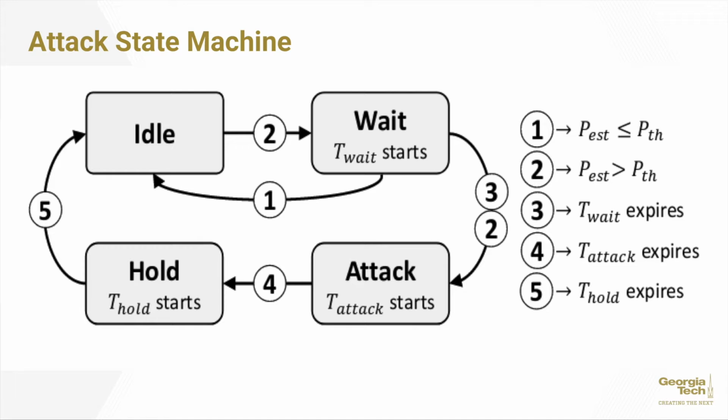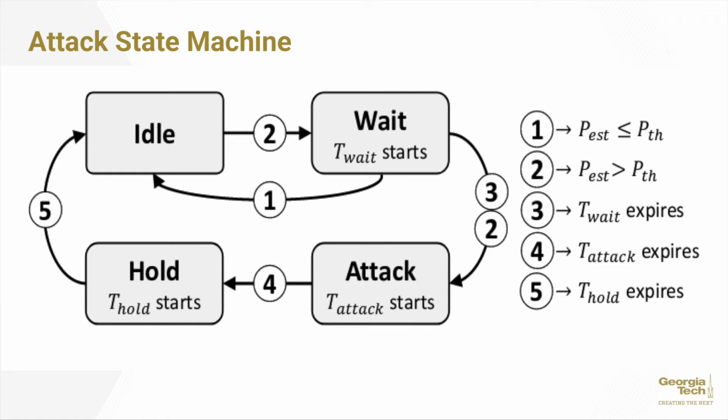I'm going to start here, and the arrow labeled number 2 is going to be when the power estimated is greater than the power threshold that we have set. Once that happens, we're going to move into the wait state, and wait for that t-wait amount of time. If the power estimated ever goes below that threshold, we're going to go back to the idle state. But let's say that the power estimated stays above the power threshold and t-wait expires. Well, now we're going to move into the attack, following the arrow into the attack state.